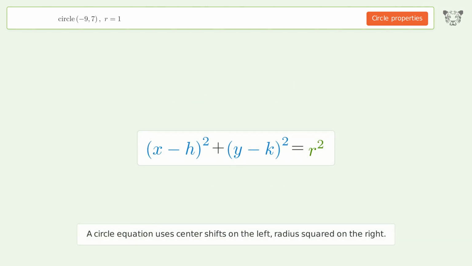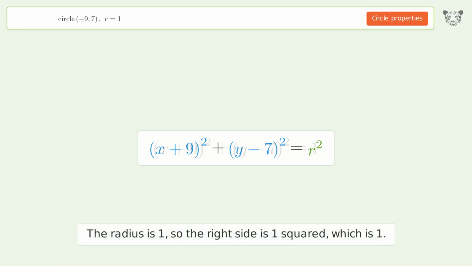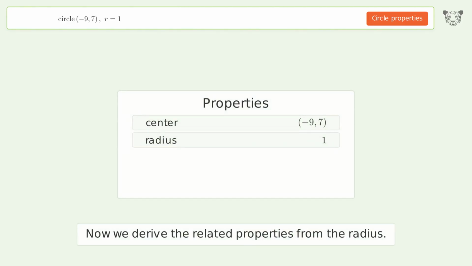A circle equation uses center shifts on the left, radius squared on the right. The signs come from subtracting the center coordinates, x plus 9, and y minus 7. The radius is 1, so the right side is 1 squared, which is 1. Now we derive the related properties from the radius.